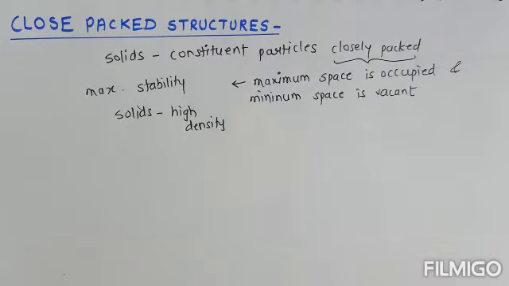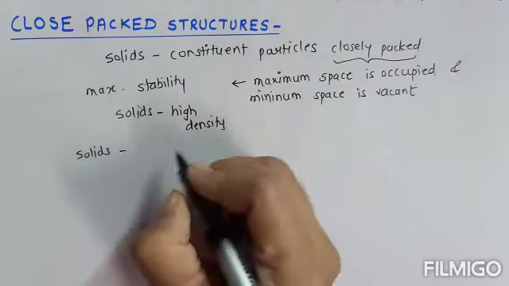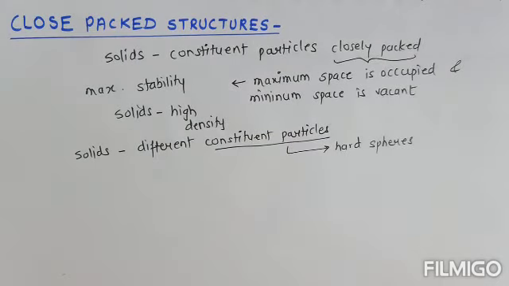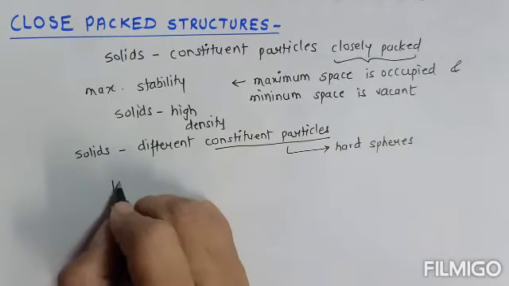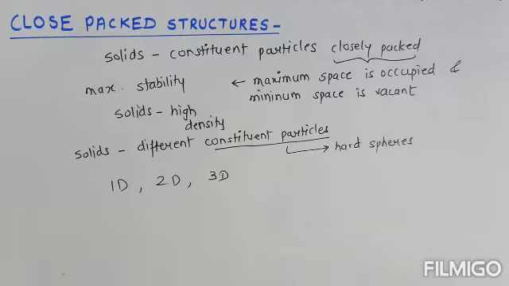So today we are going to learn how these constituent particles are arranged in different directions or different manners. Different solids have different constituent particles, but in this video, for explanation purposes, we will consider all these constituent particles as hard spheres. Now we are going to study their arrangement in one dimension, two dimensions and three dimensions. That means we'll be studying their arrangement along the x-axis, the x and y-axis, and the x, y and z-axis.